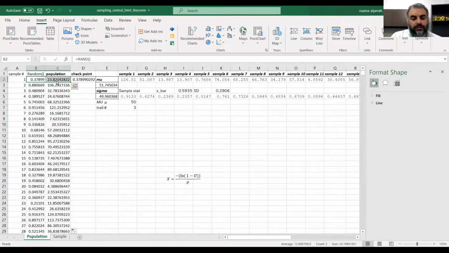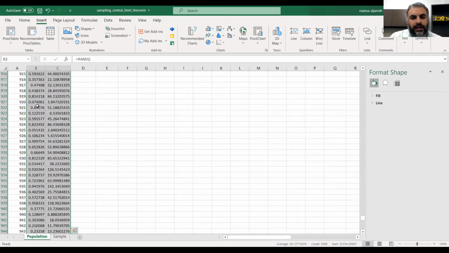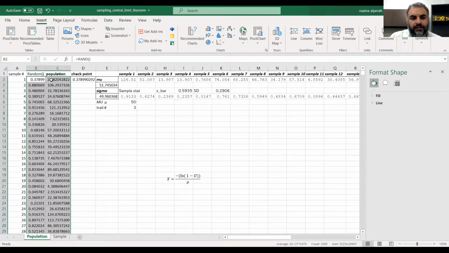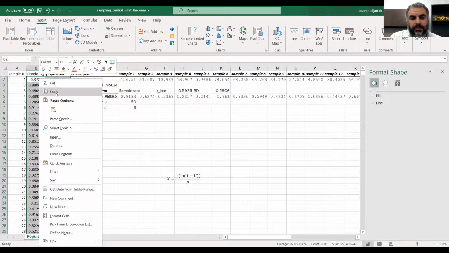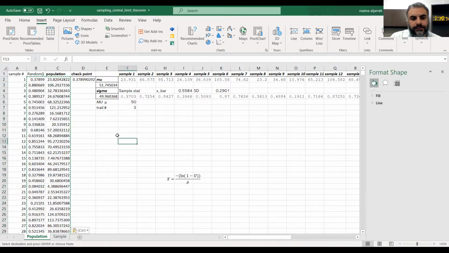Now we want to fix these values. Highlight them, press Control and Shift and drag down, so it will highlight all the data we just generated, because we want to fix these numbers. Press copy and then paste values, so it will be fixed.